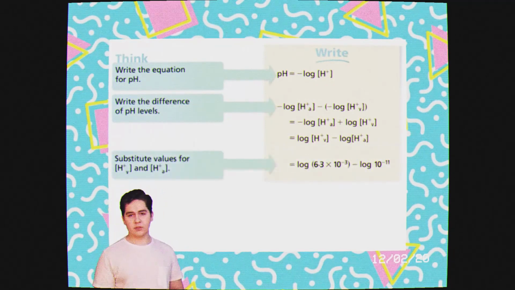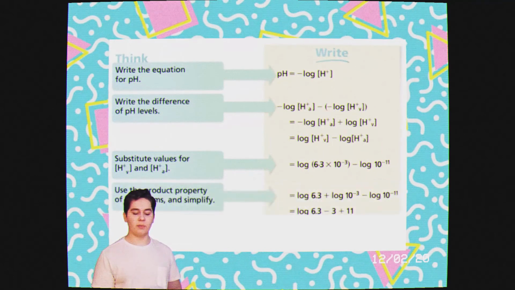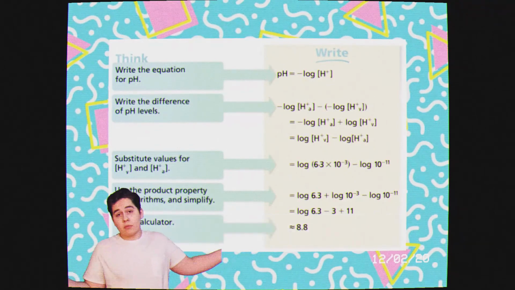Log of 6.3 times 10 to the negative third can be separated, and because the other 2 logs are base 10, they are able to cancel out and become their exponents. And bing bada boom, that's it.